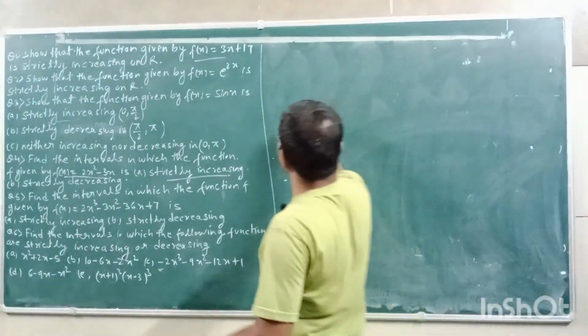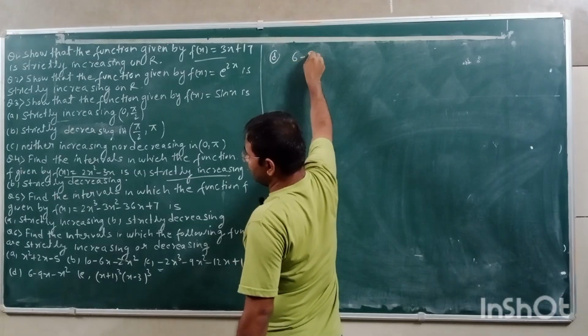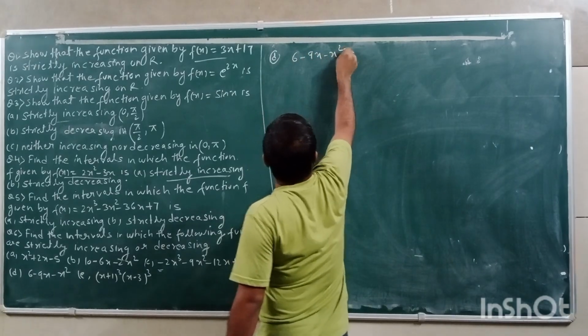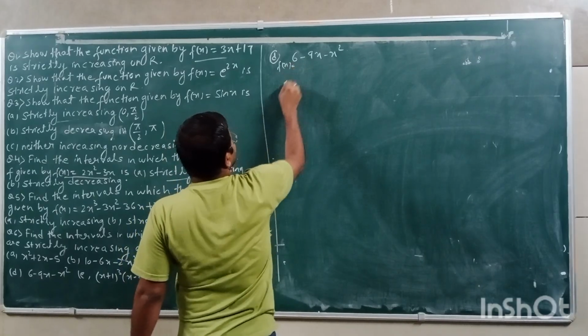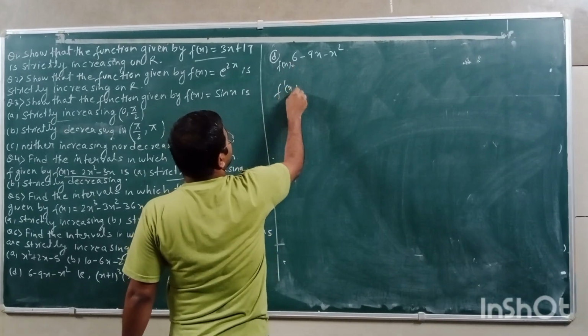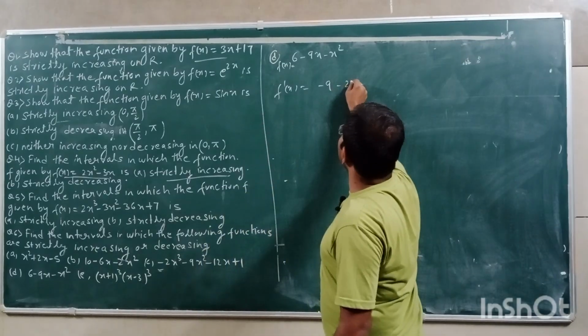Okay, now see the D1. D1 is f(x) = 6 - 9x - x². This f(x) is given. Then f'(x) will be what? 0 - 9 - 2x will come.